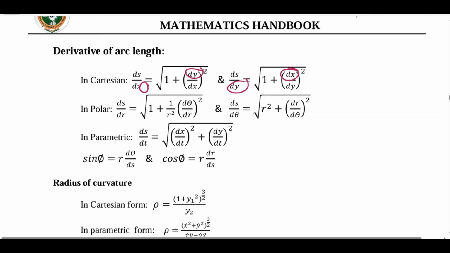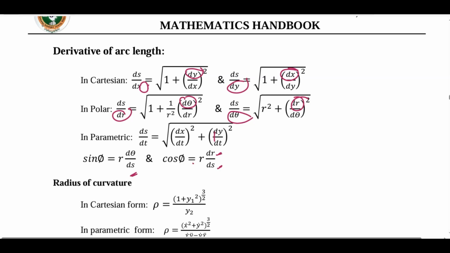Then you have in polar ds by dr will be root of 1 plus 1 by r square (d theta by dr) whole square. Then ds by d theta will be, so if it is r here, it will be theta, and if it is theta here, it will be r. Then you have in parametric, ds by d theta will be root of (dx by d theta) whole square plus (dy by d theta) whole square. Then sin phi will be r d theta by ds, cos phi will be r dr by ds.